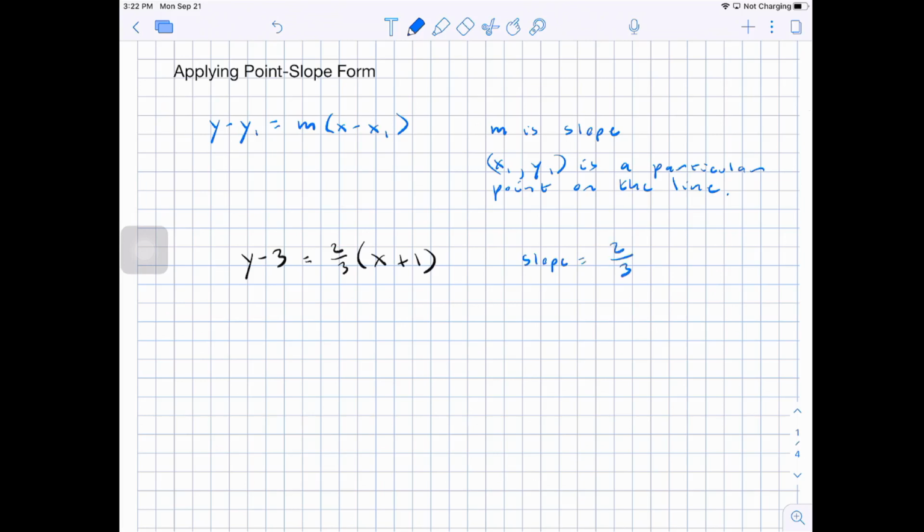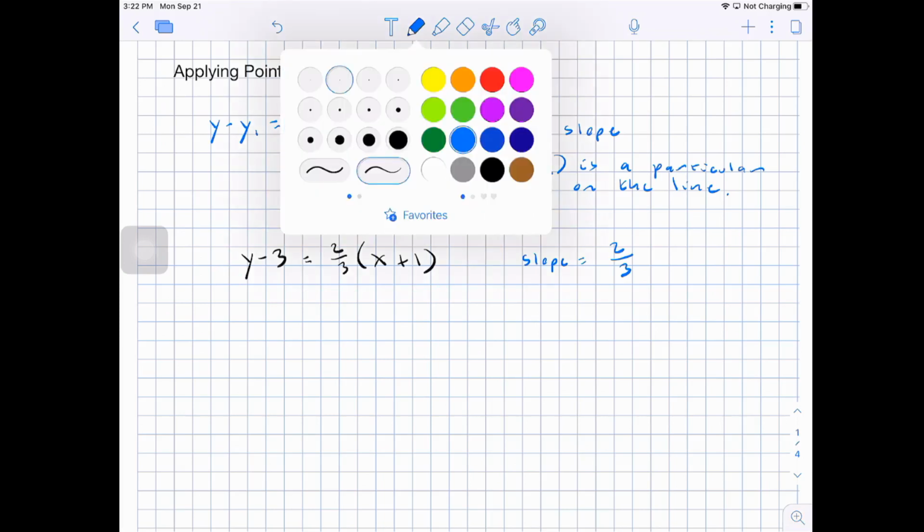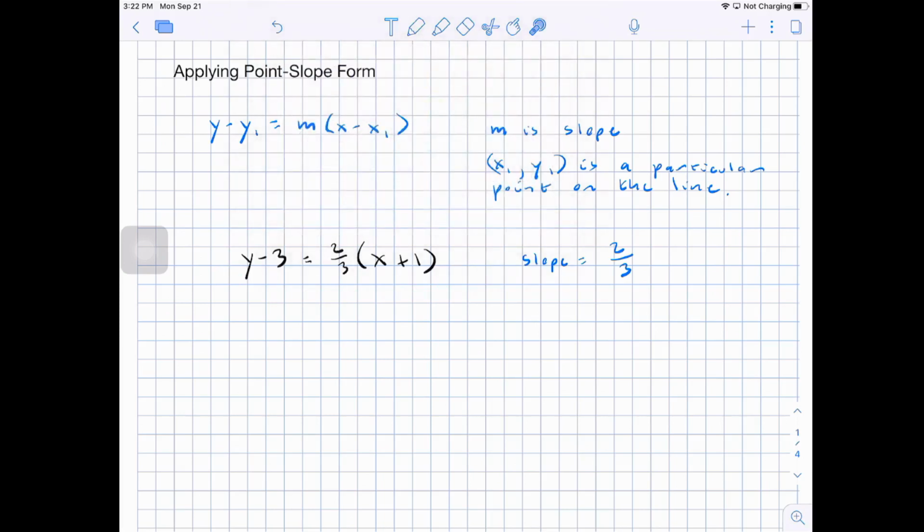But what is the particular point that's on the line? Here's where some errors get made. So let's look at this. What's the particular point that's on the line? Notice that these two equations are almost the same, other than if you look here, there's a minus here and a minus here. But over here, down in what we're given, we have a minus and a plus.